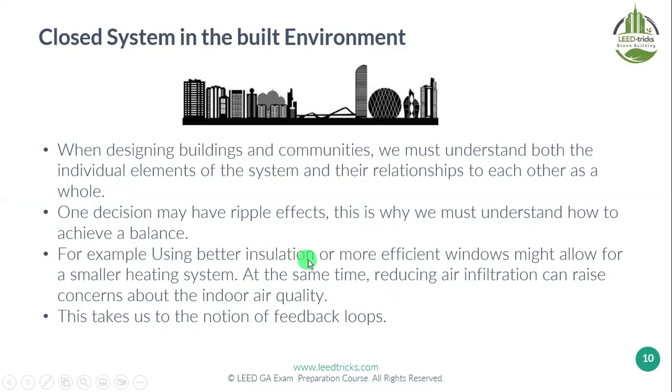So, for example, using better insulation and more efficient windows might allow for a smaller heating system. So now I reduce energy by good insulation for the walls. Unfortunately, you find our old homes, or even expensive buildings, when you buy an apartment here or there, you find there is no good insulation. The sun is hitting the building and then you have a big electricity bill because the walls are heated too much all day.